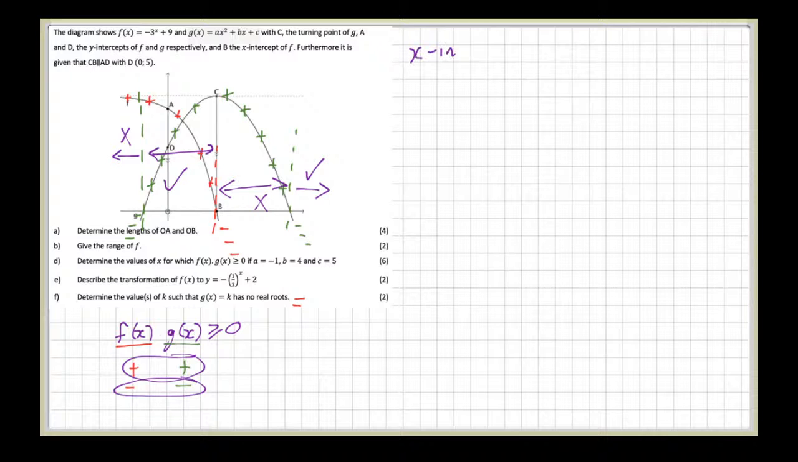So if I get the x-intercepts, 0 equal to negative x squared plus 4x plus 5. So in other words, x squared minus 4x minus 5 equal to 0. Oh, Sorrel, what are you doing? That must be a negative.